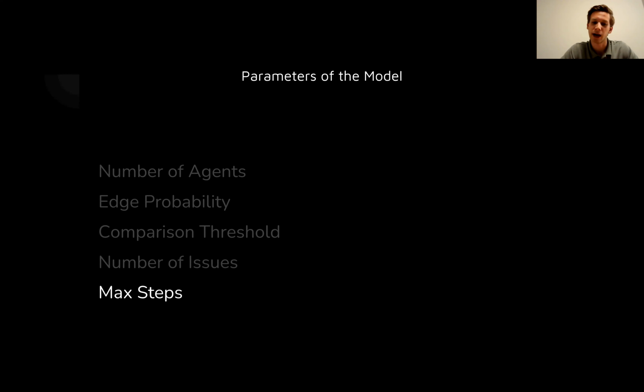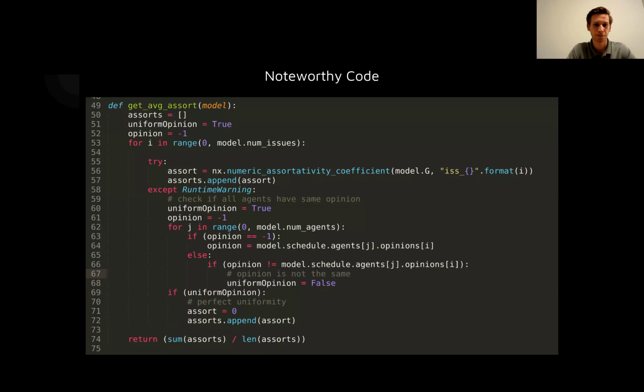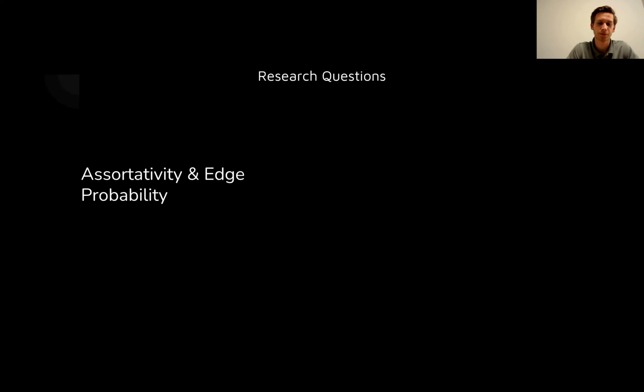And then lastly, we just have max steps. So max steps is nothing too crazy. It's just a cutoff for how long we wanted the simulation to run. And this is just some noteworthy code. Our code is hundreds of lines, but this is just a short method that we wrote that actually calculates the average assortativity. So it would take the assortativity for each issue and then get the average for all the issues.